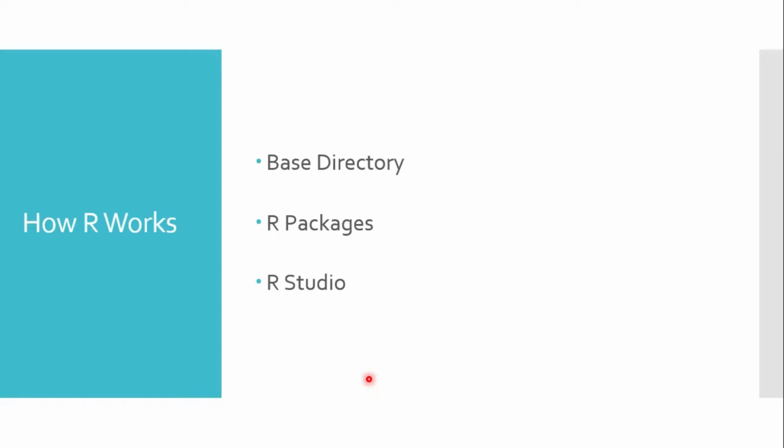The question is how R works. There are three main things in understanding how R works. One is the base directory, and this is something that you install for the first time. The base directory contains some basic packages. You can perform basic statistical analysis with the base directory, and when we will be installing it, you will understand it well at that time.